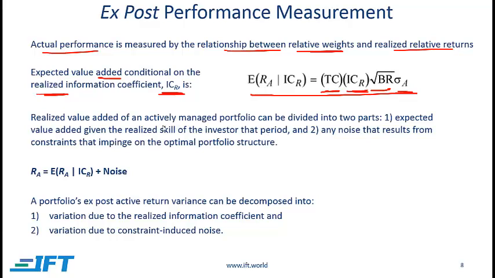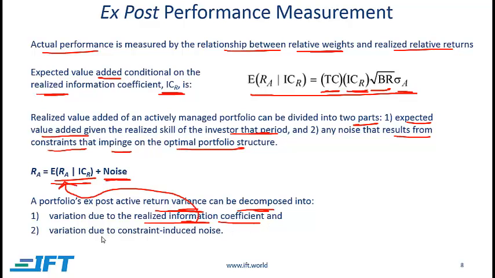Realized value added of an actively managed portfolio can be divided into two parts. The expected value added given the realized skill of the investor that period, that's given by this part of the expression, and any noise that results from constraints that impinge on the optimal portfolio structure. So that's given by this component. A portfolio's ex post active return variance can also be decomposed into two parts. One part is the variation due to the realized information coefficient, so that corresponds to this, and the other corresponds to variation due to constraint-induced noise, and that corresponds to this.